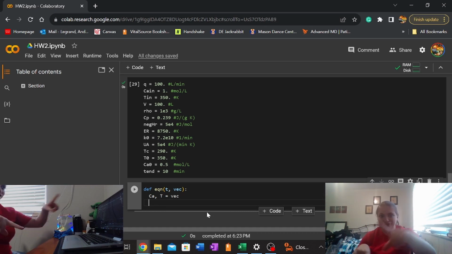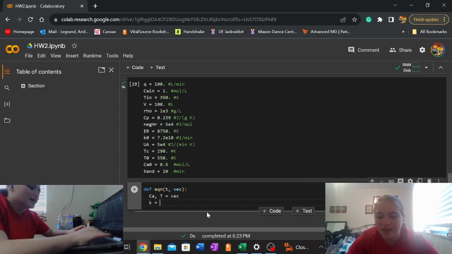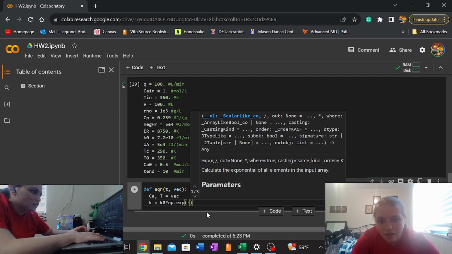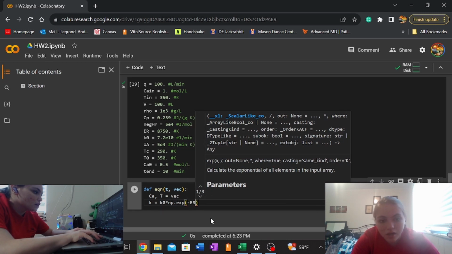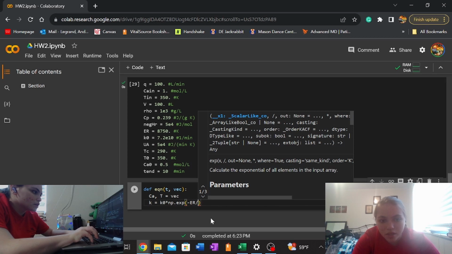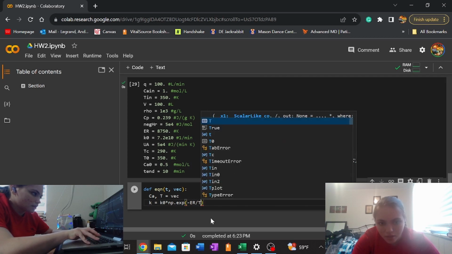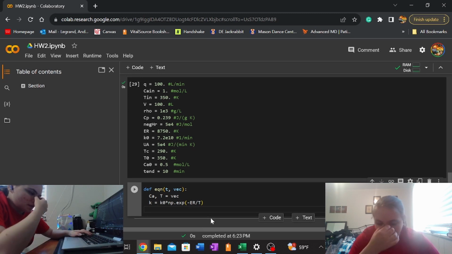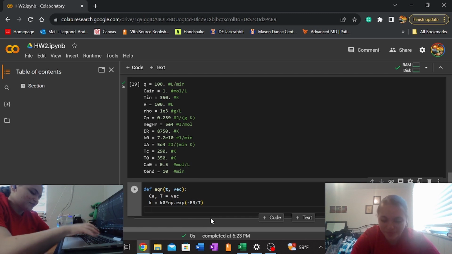Wait, no. We have our K, which is our K naught times np.exp, so to the exponent, and that is to our negative ER over T. Now that we have that, now we can start doing the other stuff.